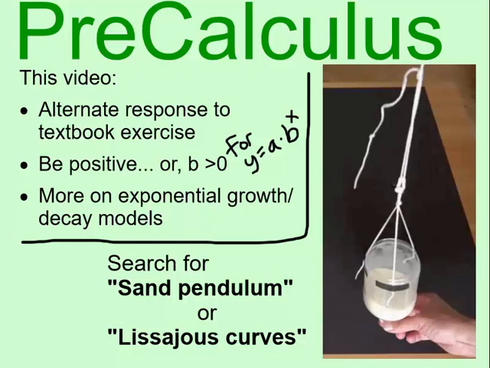Hello, this is a supplemental video for our lesson on exponential modeling. We'll get into an alternate response to a textbook exercise that you probably did for homework recently. A very quick word on why we need b to be greater than 0 when we're dealing with exponential functions. And finally, a few more examples on exponential growth/decay models.